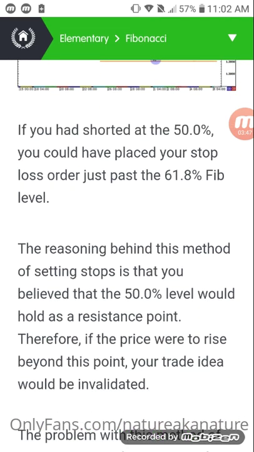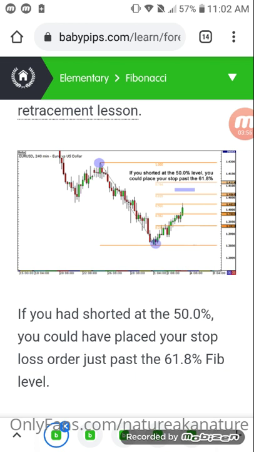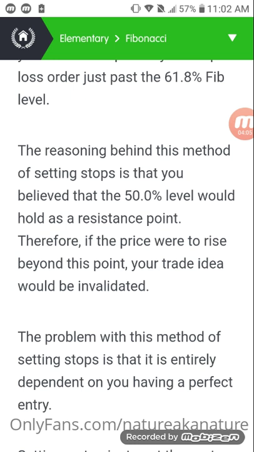The reason behind this method of setting stops is that you believe the 50 level would hold as a resistance point. You remember, price in a downtrend is going to retrace back to one of these levels as resistance, and in an uptrend it's going to retrace back to one of those levels as support. But we're doing a downtrend. So if you believe that price is going to retrace back to the 50 level and hold there as resistance, a lot of traders probably believe that too. Remember, the 50 and 61.8 levels are strong levels for price to retrace back to. If price were to rise beyond this point, then your trade would be invalid.